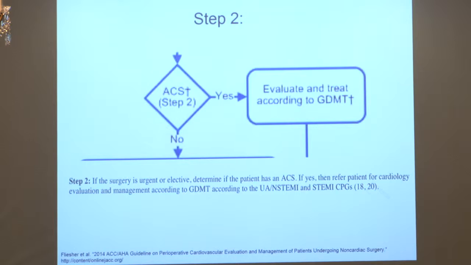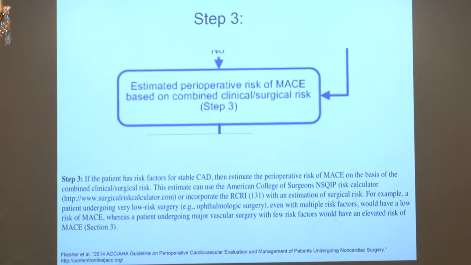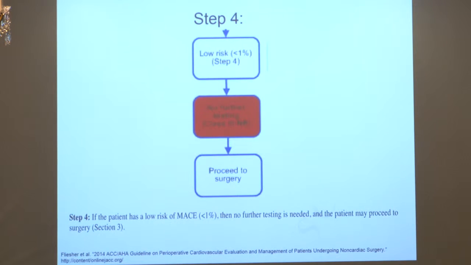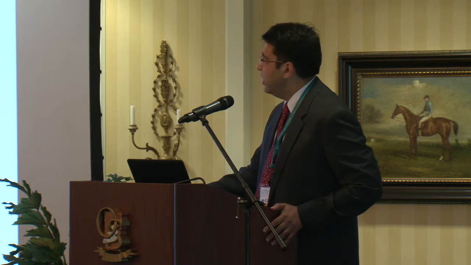If that's not true, then you move on to the next step and figure out what is the risk of these patients going for the surgery. And if the risk for the surgery is low, which means we expect the major adverse cardiovascular events to be less than 1%, it's actually a class 3 recommendation to do any further testing, which means these patients can just go ahead and get the surgery done.